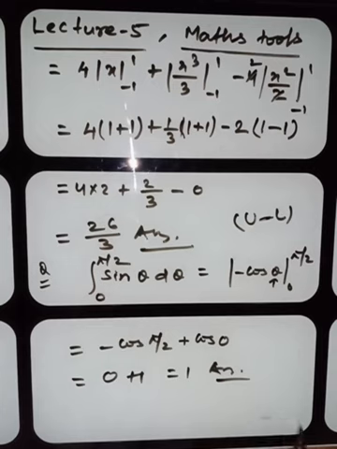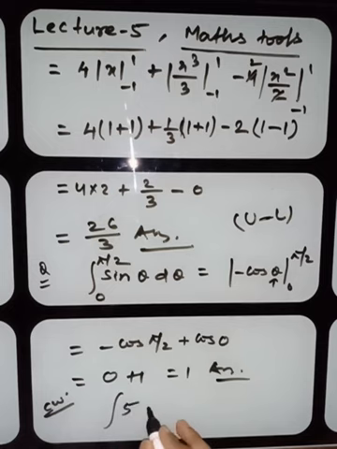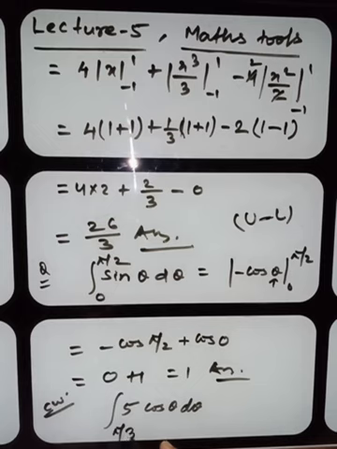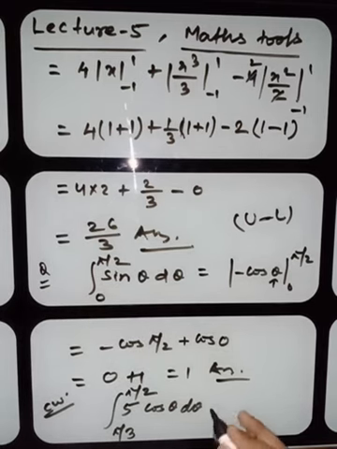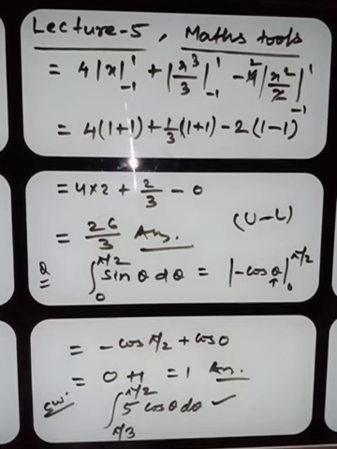I hope you got it. Okay, one more question, your classwork, try to solve this one. Integral of 5 cos theta d theta, and limits pi by 3 to pi by 2. Okay, lower limit is pi by 3, upper limit is pi by 2. Find the answer. Try to solve. Hurry up student, try to solve.